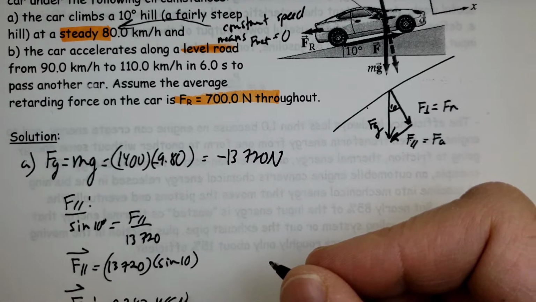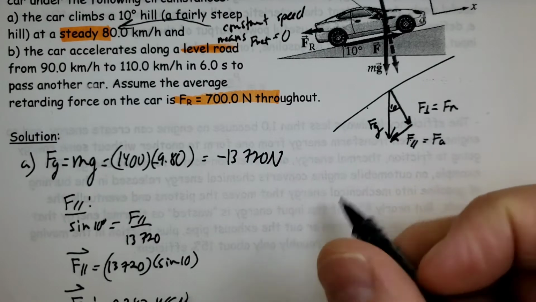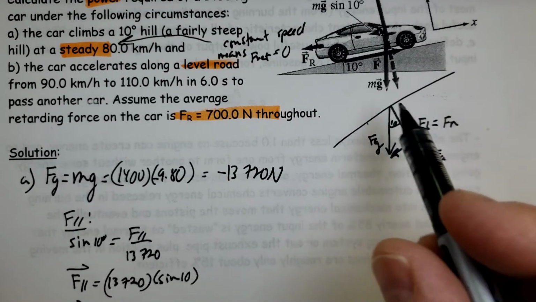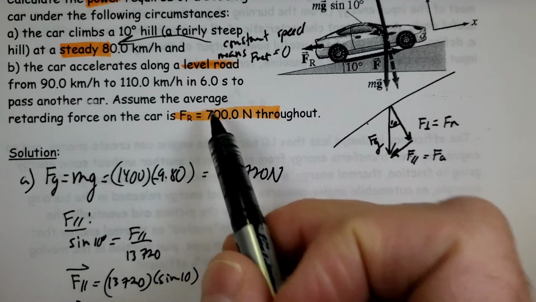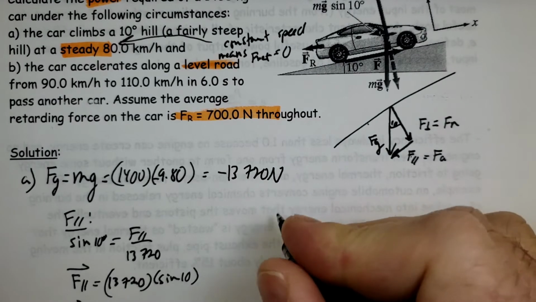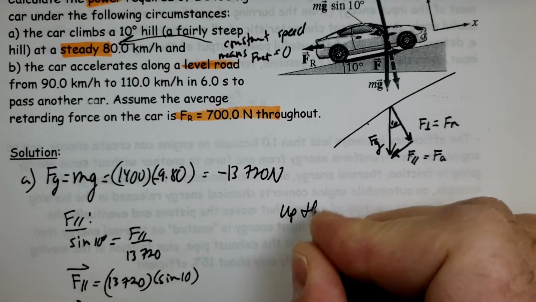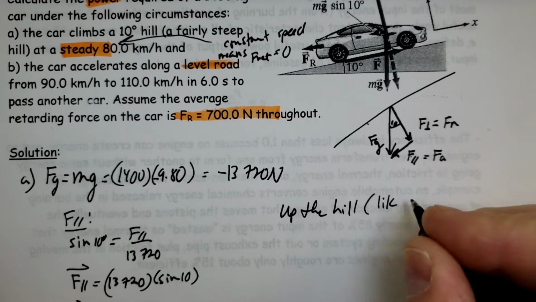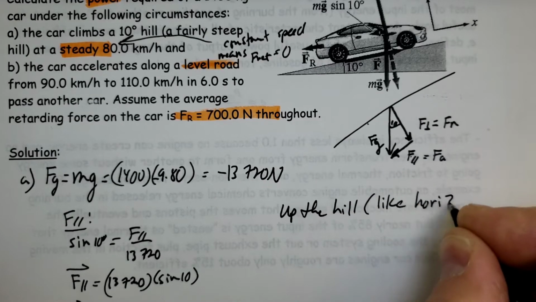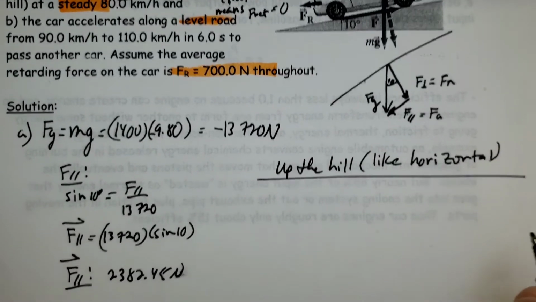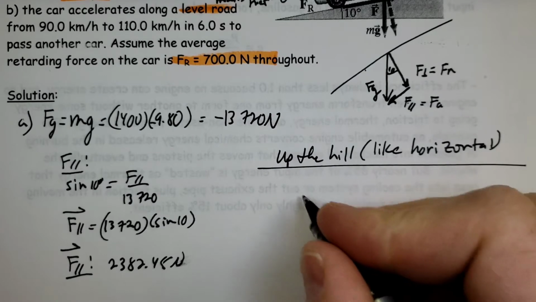Let's see, what else do we need here? Now we're not told anything about friction here, so we likely won't have to worry about that. We're just simply told that all of our retarding forces that are working against you are simply that. So let's look at up the hill. That is very similar to horizontal. Whenever we looked at that, it's kind of like horizontally what's going on.